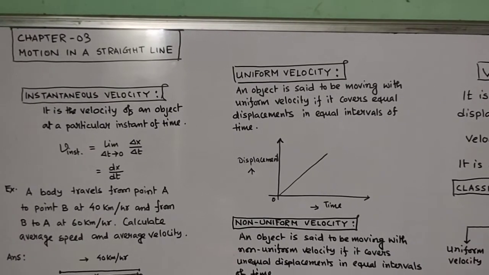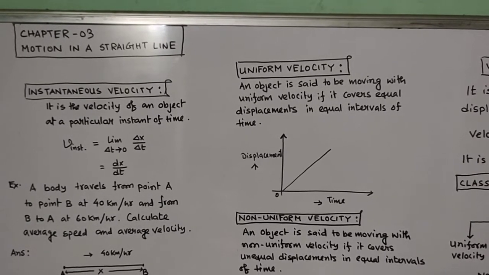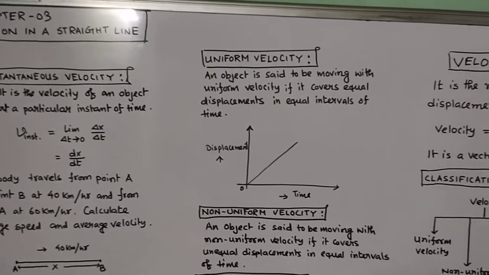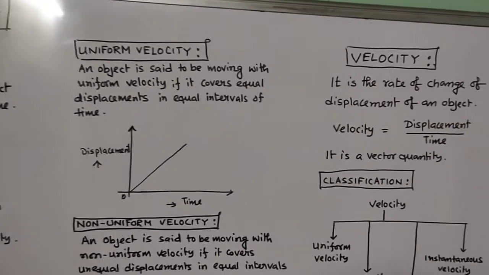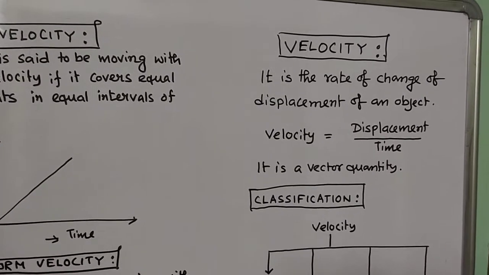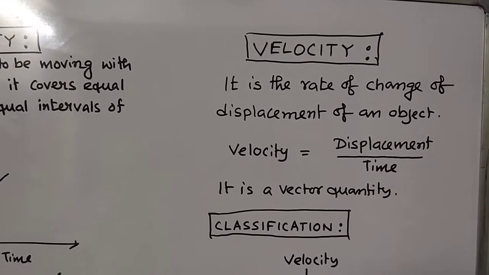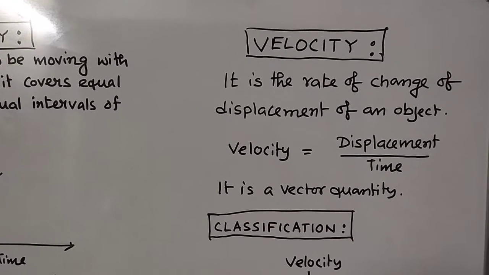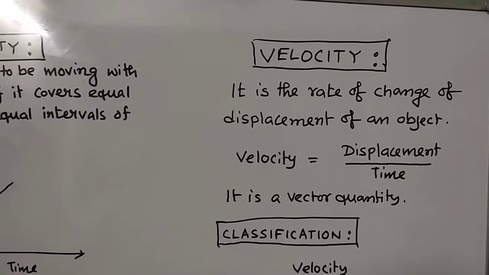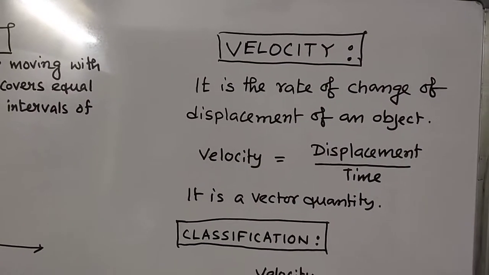Good morning, students. Today we are going to discuss a few important topics from Chapter 3, motion in a straight line. In the last class, we already discussed speed and its classification. Today we are going to discuss velocity and its classification. All of you know the difference between speed and velocity. In speed, we consider total distance by time, and in the case of velocity, we replace distance by displacement.